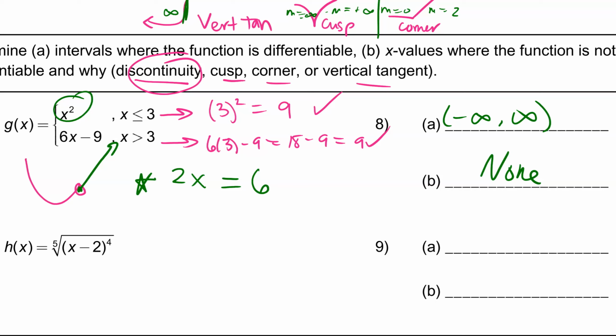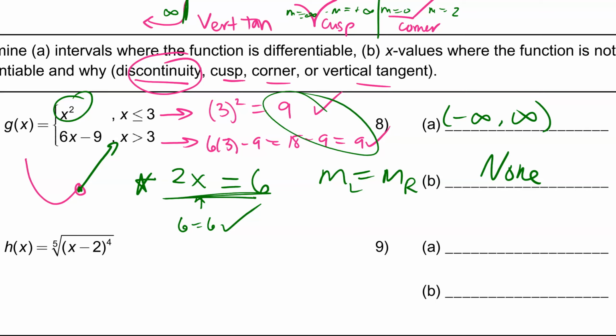So in order to not be a corner, we have to make sure the slope on the left side is equal to the slope on the right. So I'm proving the slopes are equal. At what x value are we switching from one function to another? 3. If I plug in 3 for x, I have 6 equals 6, proving it's a nice smooth transition. The derivatives will be a nice smooth transition. So if it's smooth, then it's differentiable. If this was x cubed, and I had the same y values but different slopes, then it would be a corner.